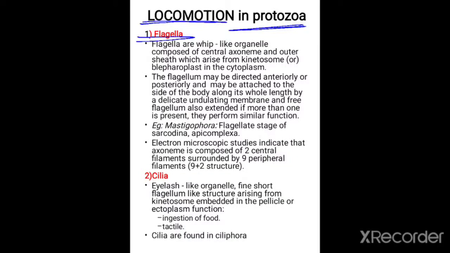The flagellum may be directed anteriorly or posteriorly and may be attached to the body along the side. In the electron microscopic view of the flagella, the axoneme is composed of two central filaments surrounded by nine peripheral filaments, that is the 9 plus 2 structure. Inside the axoneme there are two microtubules, which are surrounded by nine structures.